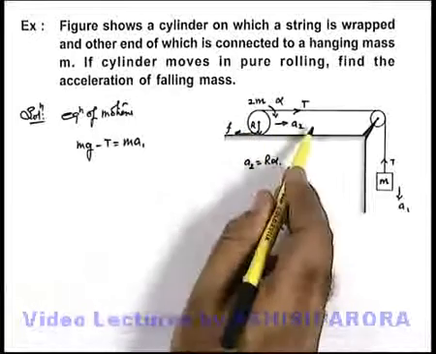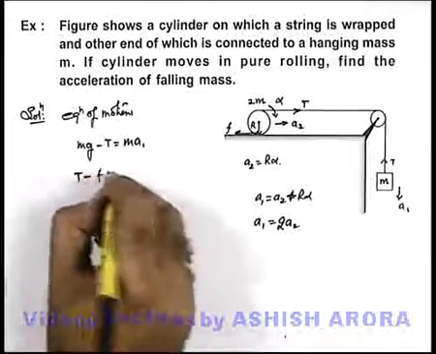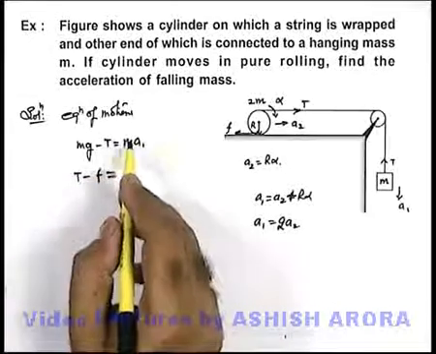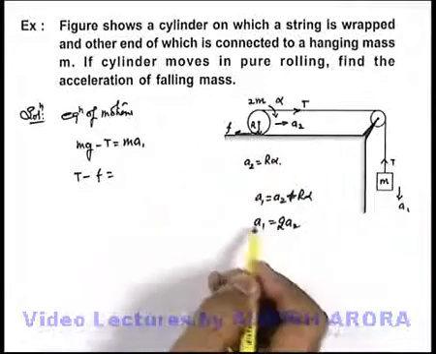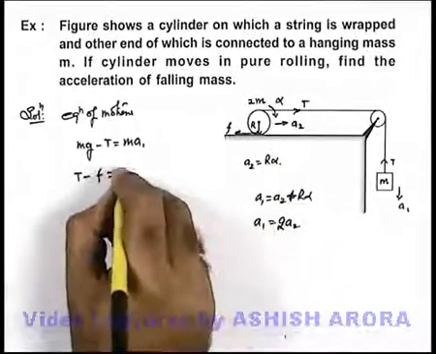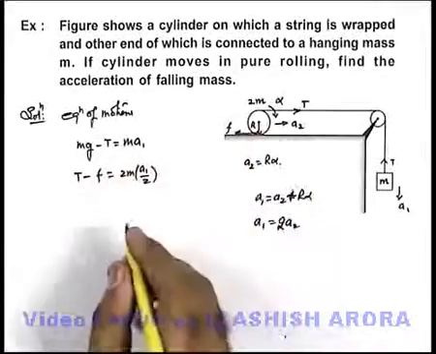And for the cylinder which is moving forward with a2, its equation can be written as T minus F is equal to M a2. And the acceleration a2 we can write here as a1 by 2. So, it will be 2m into a1 by 2, as the mass of the cylinder is 2m.